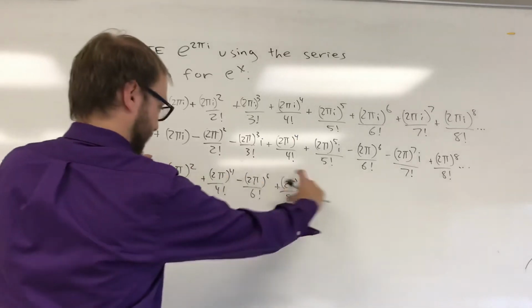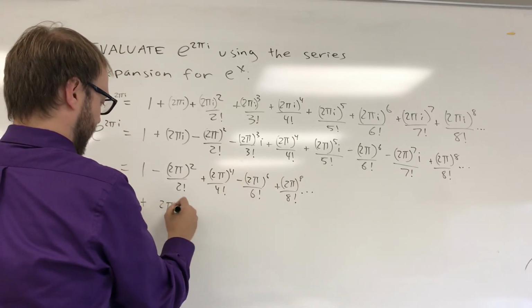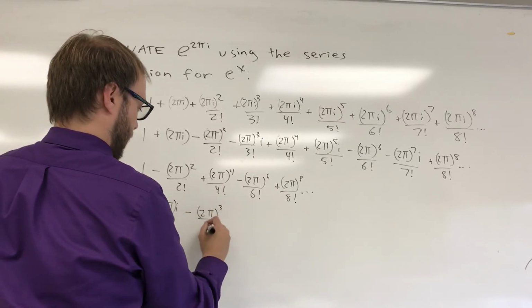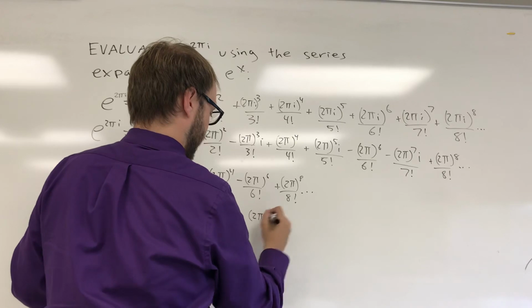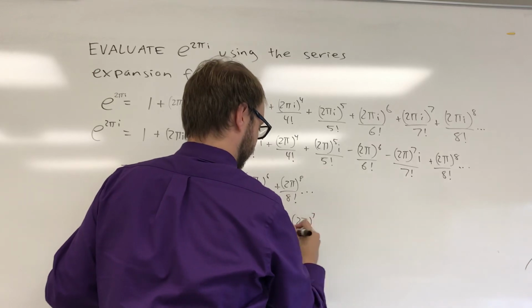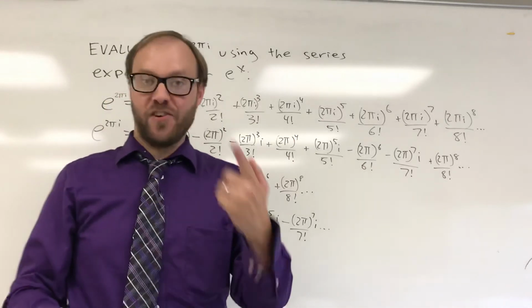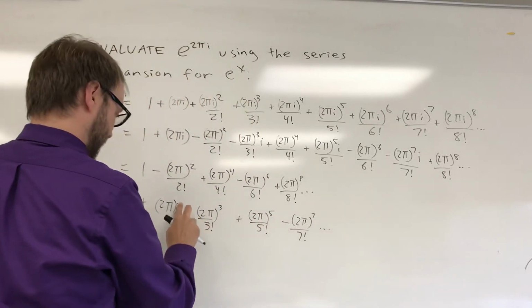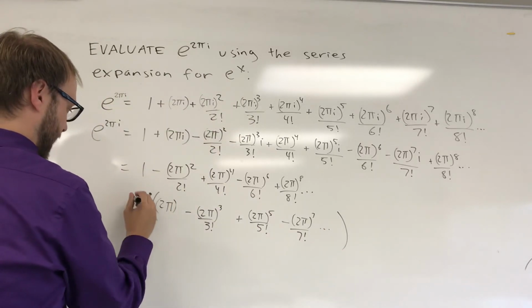Okay, so it's going to be that series plus all of the i terms. So we'll do plus 2 pi i, minus 2 pi cubed over 3 factorial i, plus 2 pi to the 5th over 5 factorial i, minus 2 pi to the 7th over 7 factorial i, and so on. And I can actually factor the i out of each of these terms. I'll divide everything by i, and put the i out in front of parentheses. So every term out to infinity is getting multiplied by i.